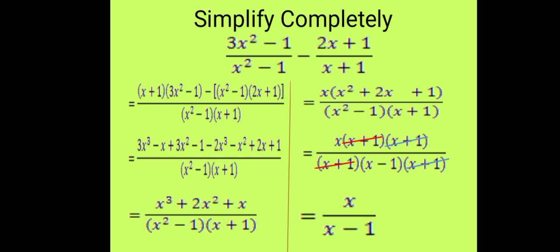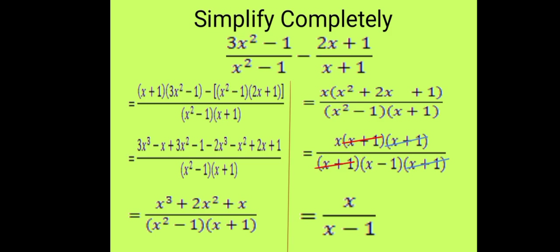How many times does it go there? x plus 1 times, which means we have to multiply the numerator of the first part, x plus 1, by 3x squared minus 1. And the other part, x plus 1 goes into x squared minus 1 multiplied by x plus 1 how many times? It goes there x squared minus 1 times. So you multiply 2x plus 1 by x squared minus 1. You can see everything there clearly.